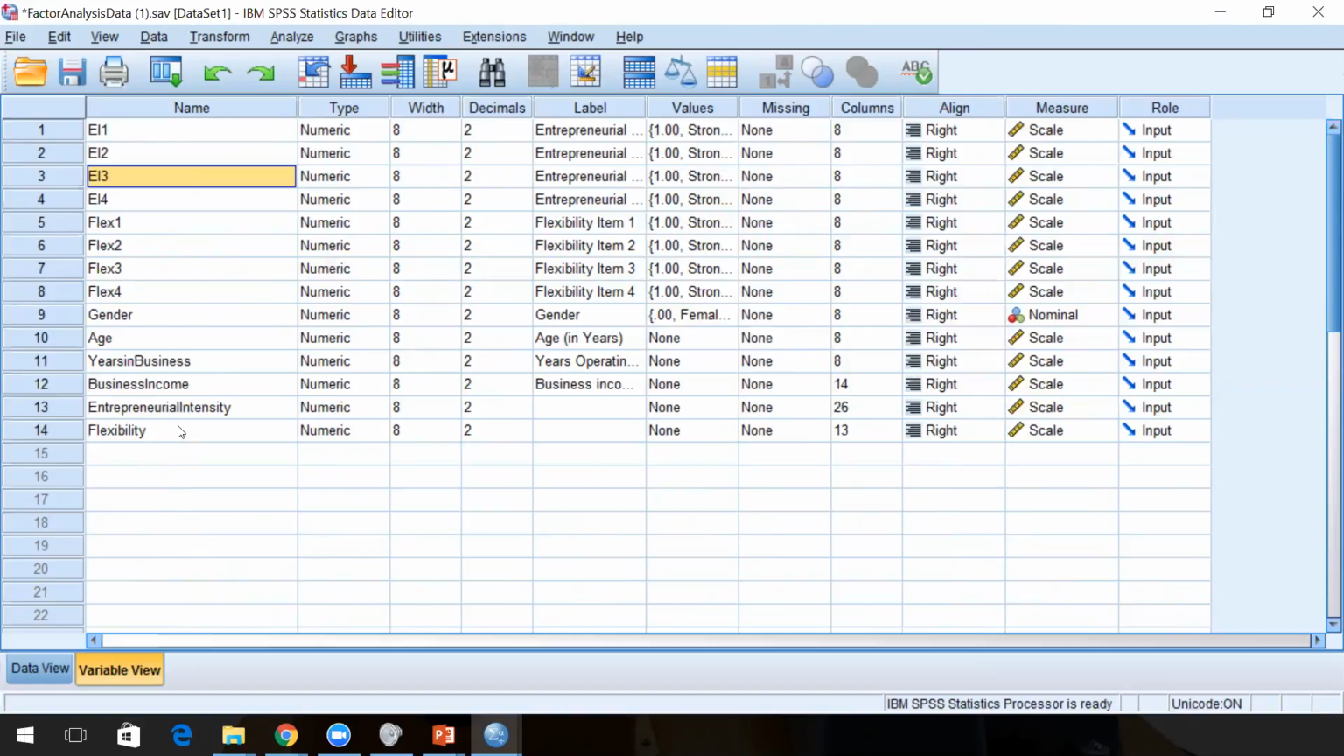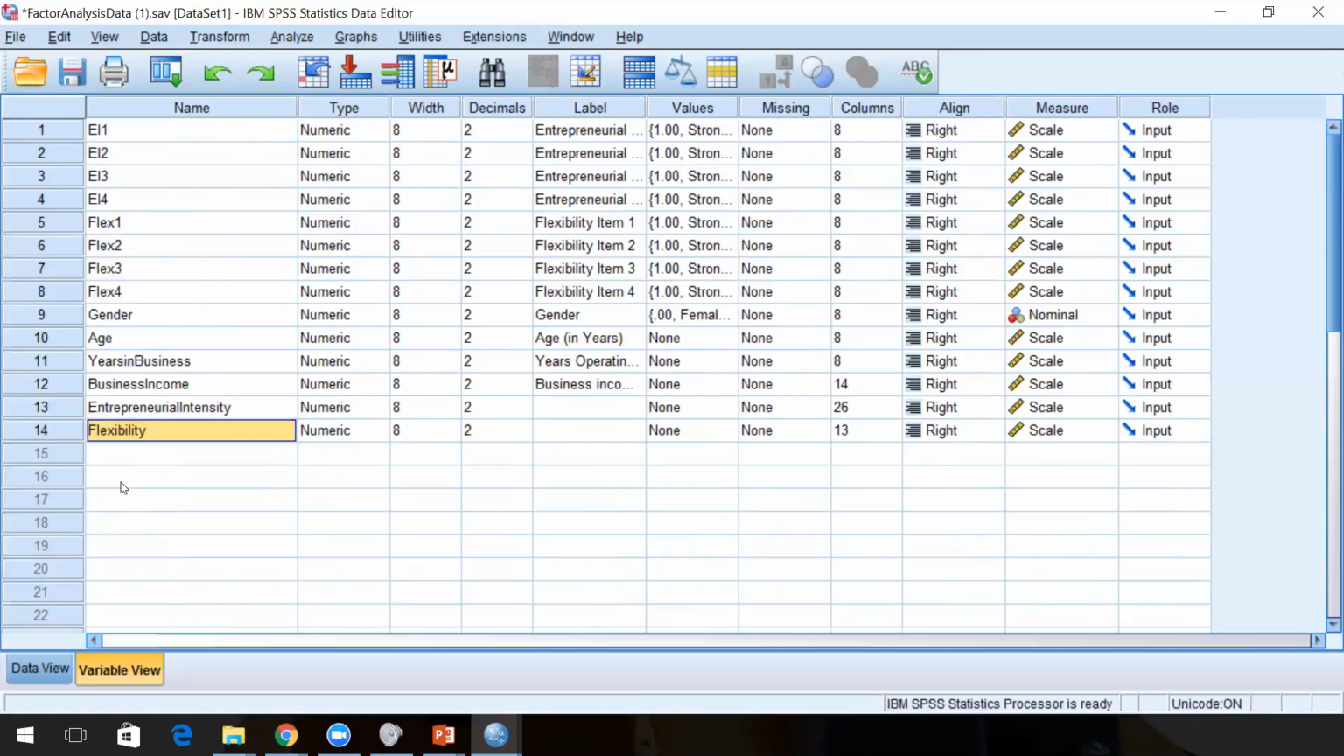So in my original paper, I didn't have flexibility. We're going to say that I did, and I had two hypotheses: that entrepreneurial intensity would be positively related to business income, and flexibility. The more flexible an entrepreneur is, the higher their business income. And that kind of makes sense conceptually, and there's some research out there that would support that, which I'd want to cite in my literature review to support those hypotheses.